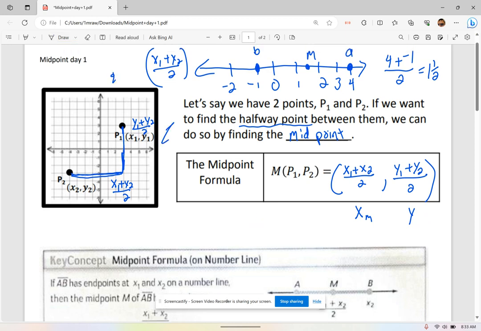I'm sorry, my pen's going out of whack. Okay, so that's why I have the M there.